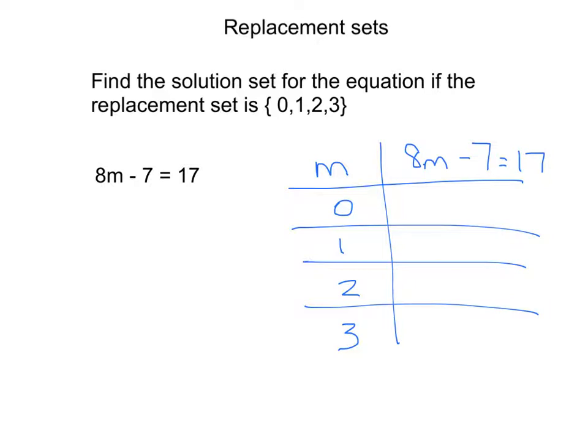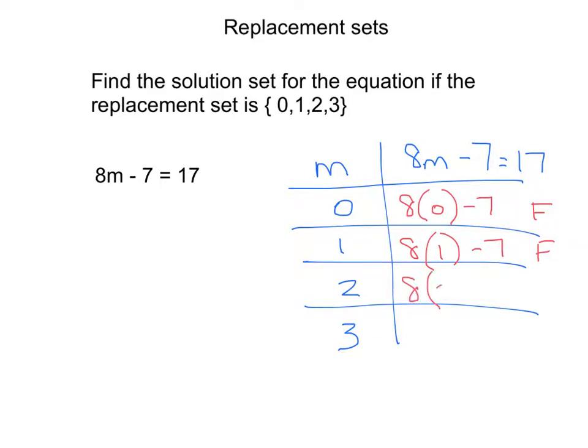And what you're trying to do is plug in those numbers for the variable to see if it actually works. So if we plug in 0, we have 8 times 0 minus 7. That's 8 times 0, which is 0, minus 7. So your answer is negative 7. That one doesn't work, so we can just write false. 8 times 1 minus 7. 8 times 1 is 8, minus 7 is 1. So that's false because we're trying to get 17.